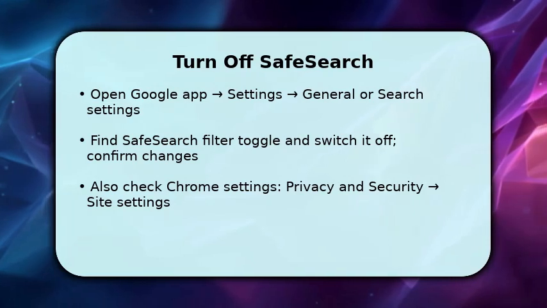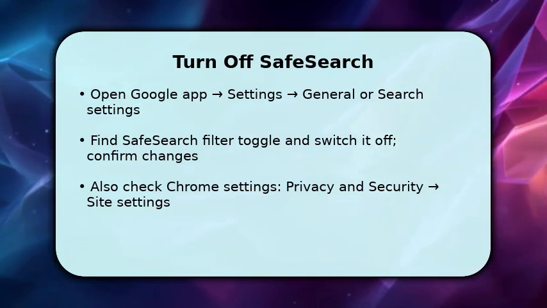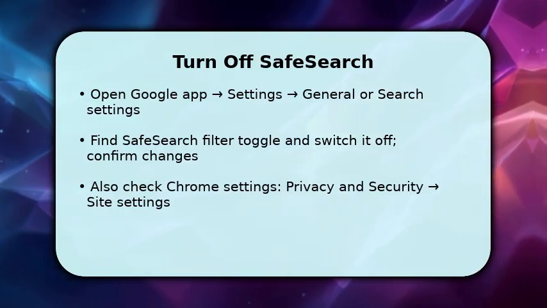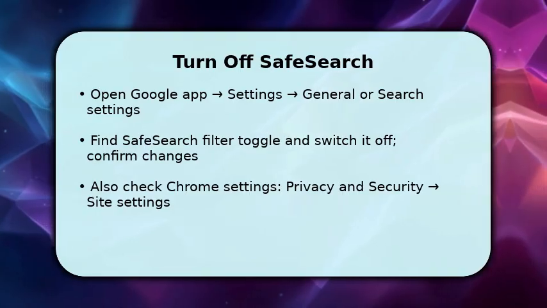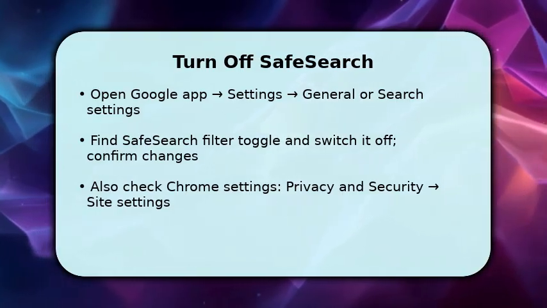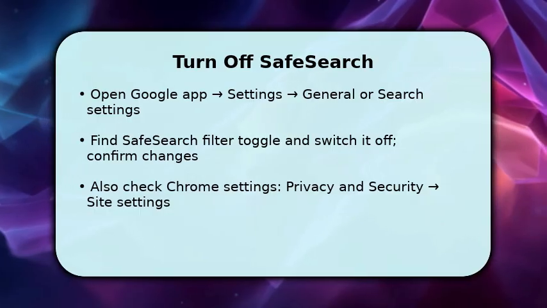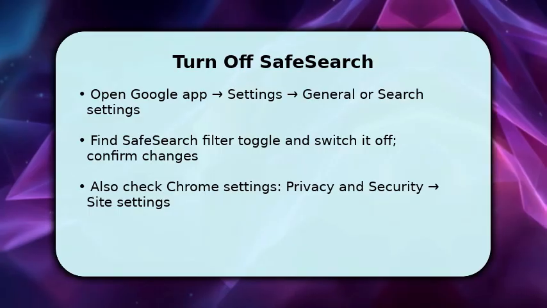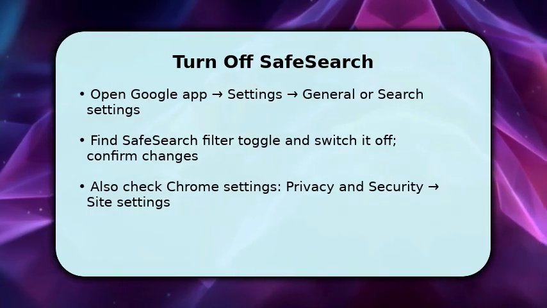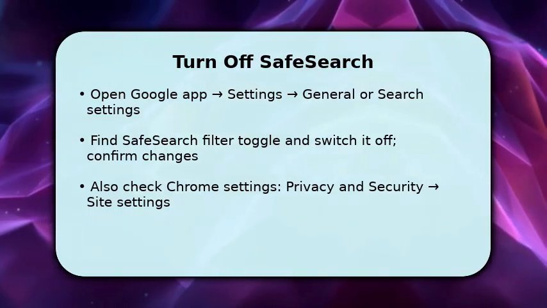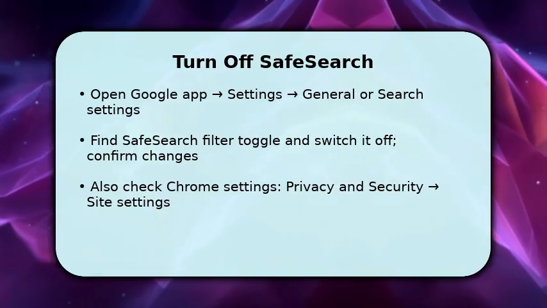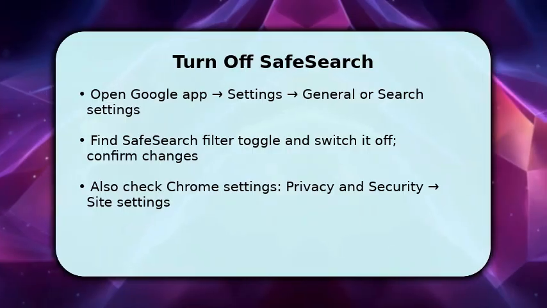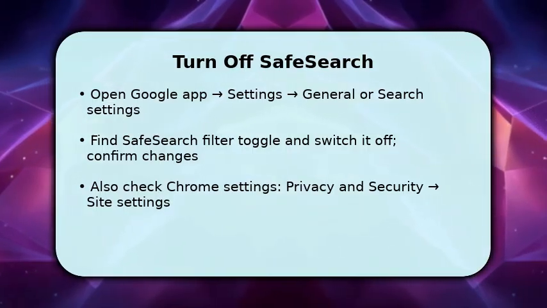Now you'll locate the SafeSearch control. In the Google app, tap Settings, then Search Settings or General. In Chrome, go to Settings, then Privacy and Security, then SafeSearch. Turn the SafeSearch filter off and save any prompts. If prompted to lock changes with your account password, enter it to confirm. Also check Google Assistant settings if you use voice search. Make sure its filter matches. These middle steps remove the filter at the app and account level, so searches return uncensored results.